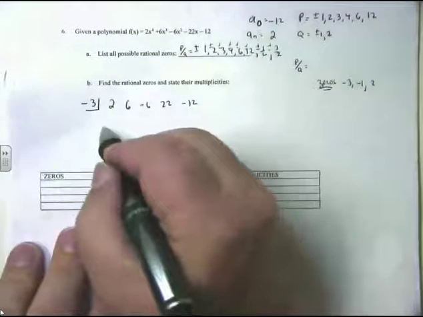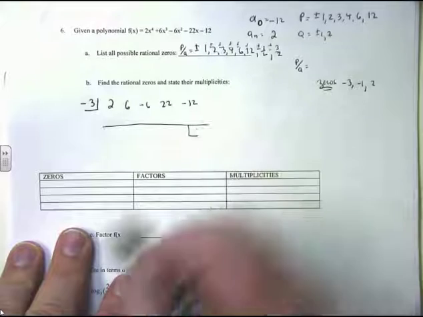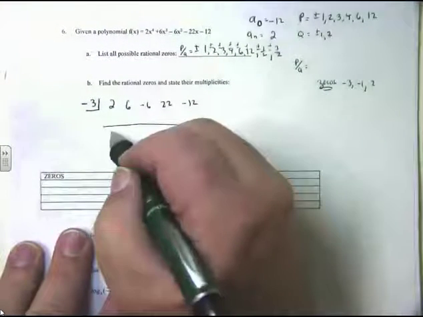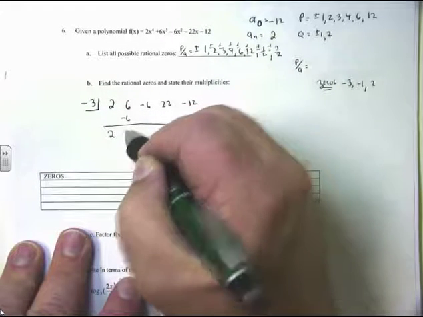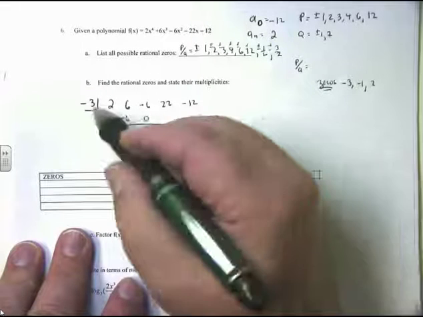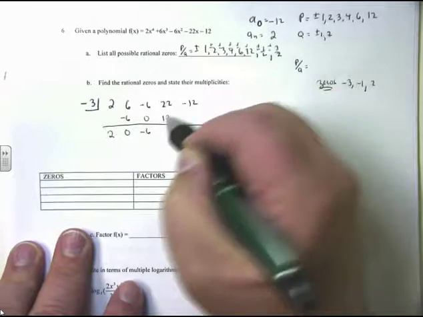Skip a line, draw a line. And when I'm done, my remainder should be 0. If it's not, I screwed up. This guy's not a 0. So bring down your 2. Multiply -3 times 2 is -6. Add, I get 0. -3 times 0 is 0. Add, I get -6. -3 times -6 is a +18.